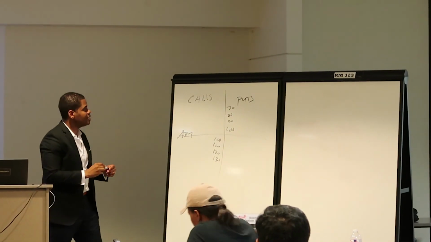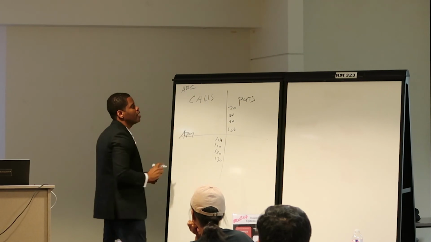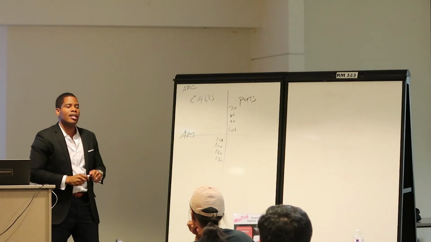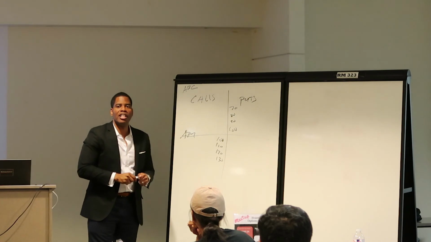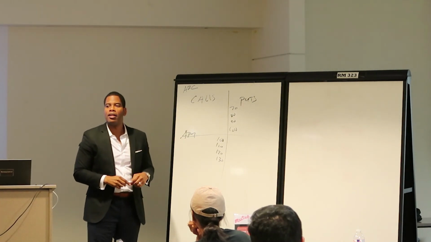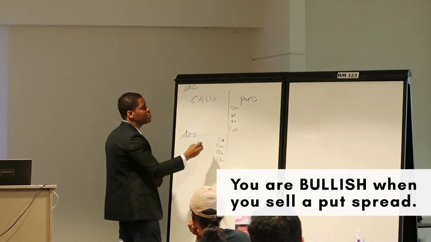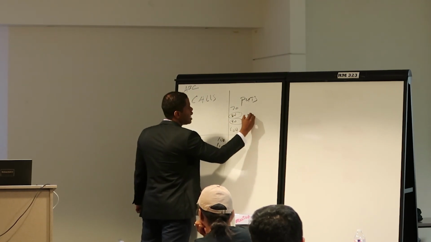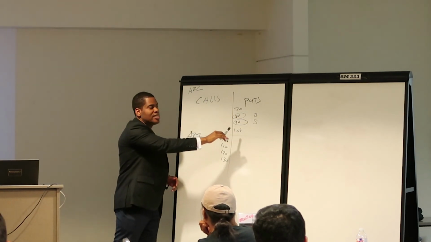All right, so let's say this is company ABC, okay? And you want to sell a put spread in company ABC. And when you sell a put spread, you are what? Bullish. You're bullish, right? So let's say you sell this put spread at the 90 and you buy this put at the 80. So you're selling this one and buying this one. So this is a 10-point wide spread.